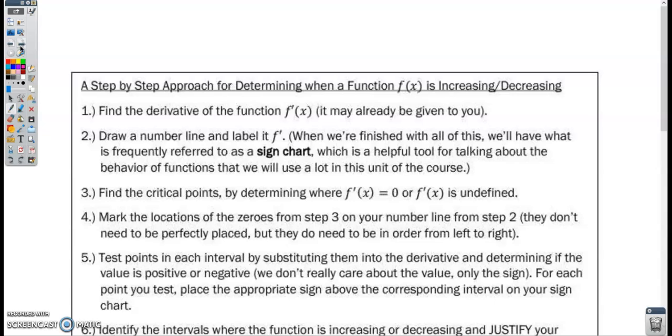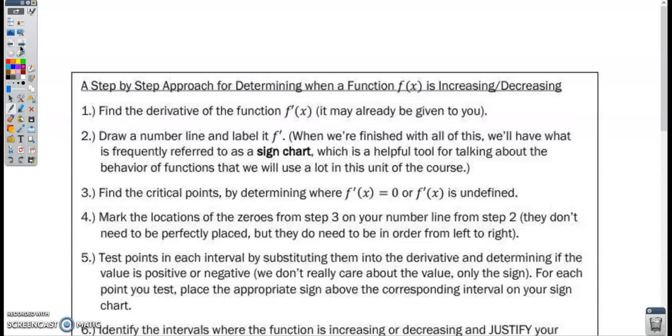The next thing we're going to do is find the critical points of the function. We talked about finding critical points in the last lesson, and the way we're going to find those is we're going to find where f prime of x is equal to 0, or where f prime of x is undefined, and those will be our critical points. Then we're going to mark the locations of those critical point zeros, and also the undefineds, on the number line that we drew from step 2.